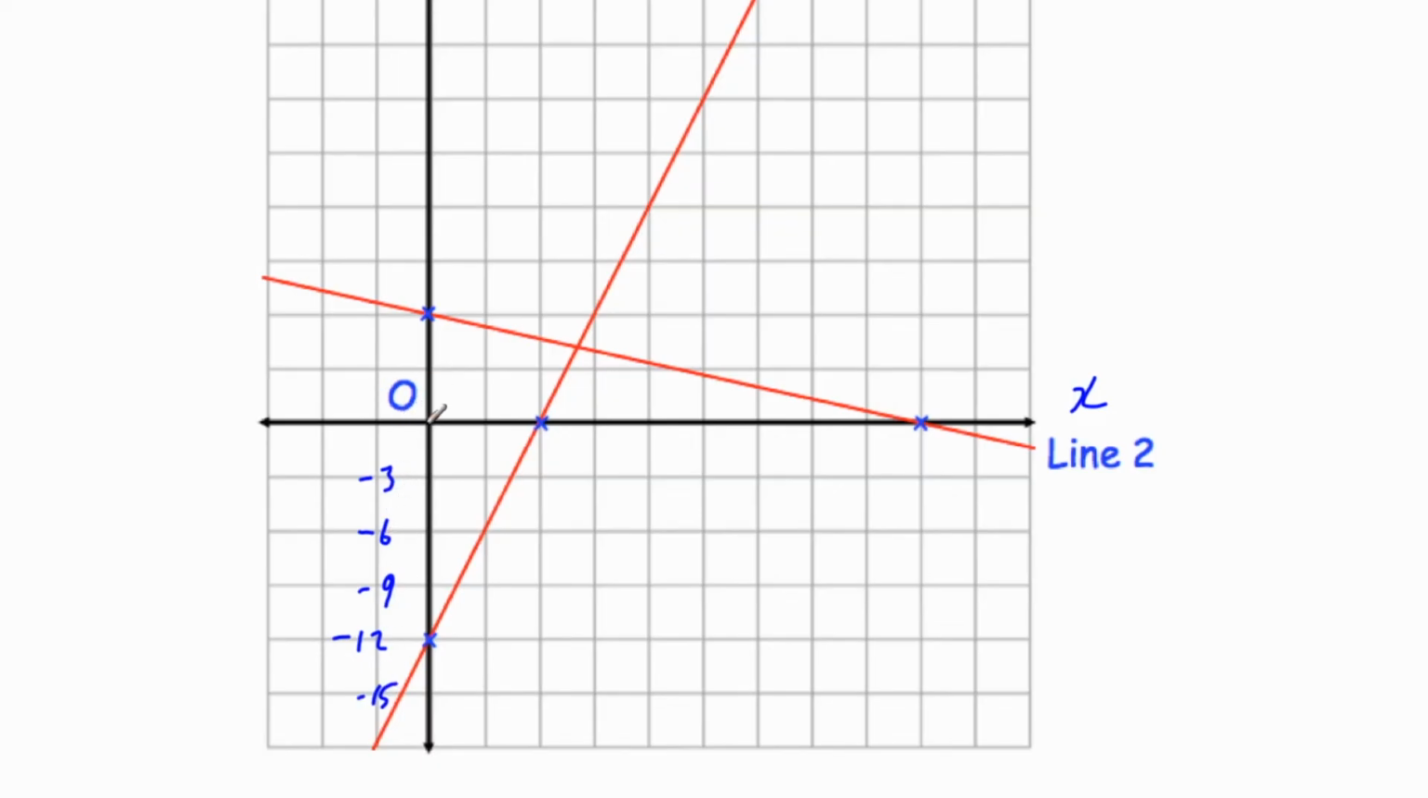And that means that this would be 0 here, the origin, then we've got 3, this would be 6, this would be 9, 12, 15 and so on. So we've got the scale for the y-axis, and we're going up in threes. Let's now find the scale for the x-axis.